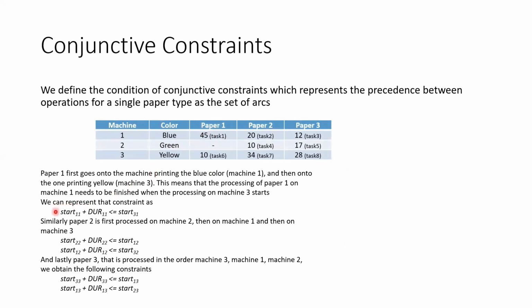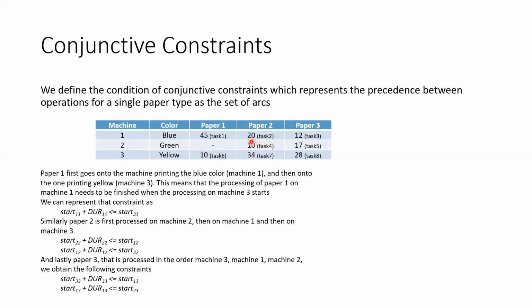So if we represent machine 1 and paper 1, we say that the start time of paper 1 in machine 1 plus the duration of that task in machine 1 should be less than or equal to the start time of paper 1 in machine 3.